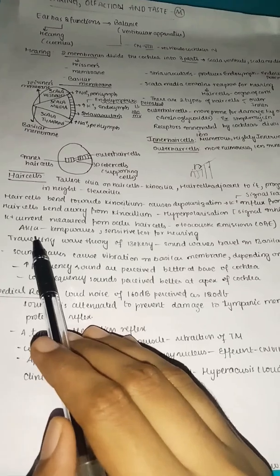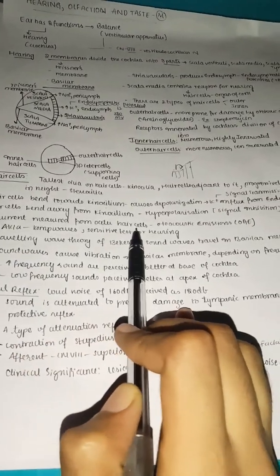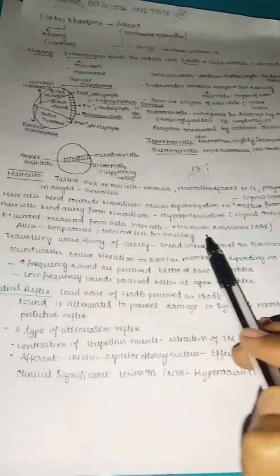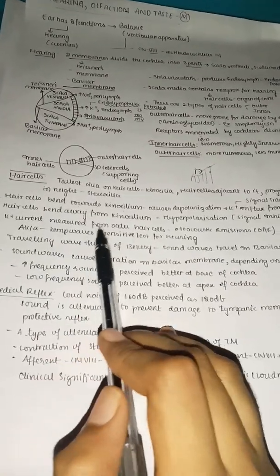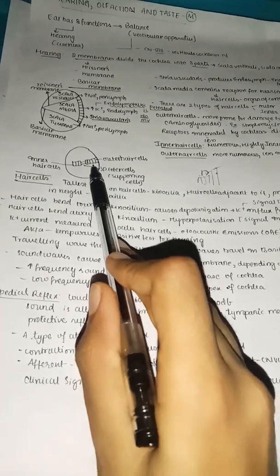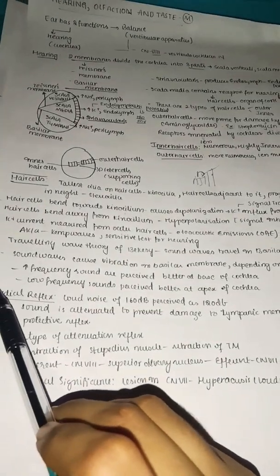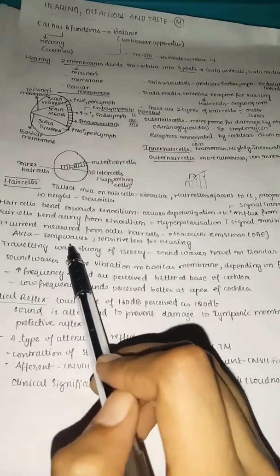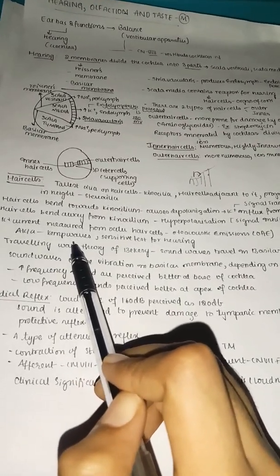And the potassium current measured from outer hair cells is called otoacoustic emission, OAE. What they're saying, potassium current measured from outer hair cells. So from these outer hair cells we will try to measure the potassium current, and that is called otoacoustic emission. And this is also called Kemp waves. Why? Because Kemp is a scientist who found them.